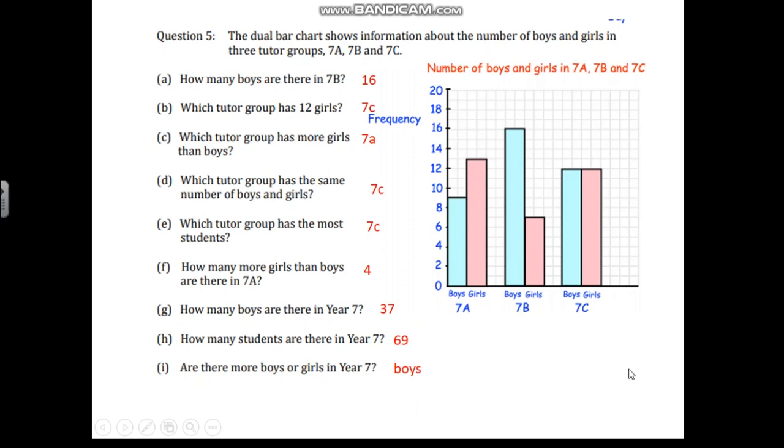Okay, so now we've finished about composite bar charts. There is a quick quiz on Show My Homework for you to have a go at, where you have to read some composite bar charts. Okay, so make sure you look at the scales carefully. And then there is a couple of questions where you can draw a composite and a comparative bar chart.